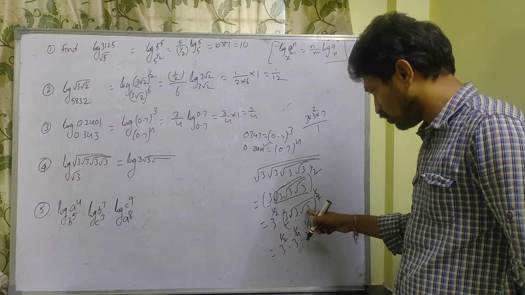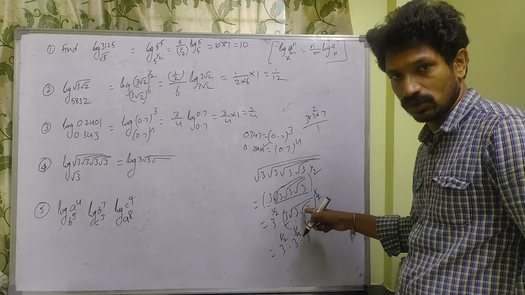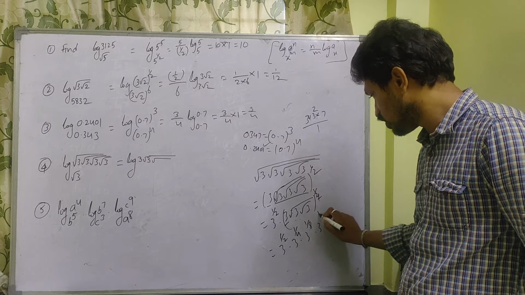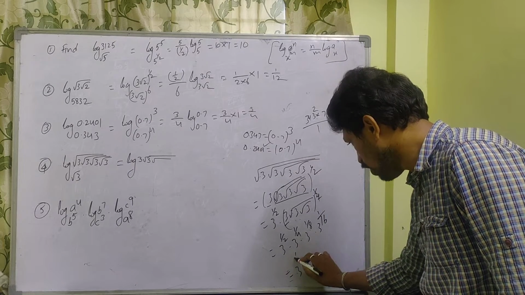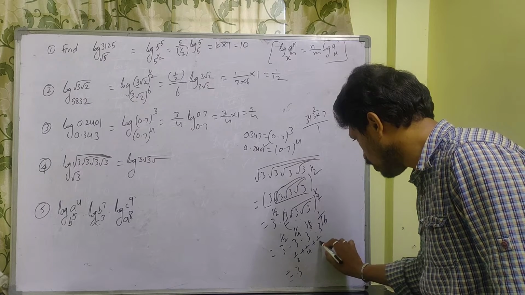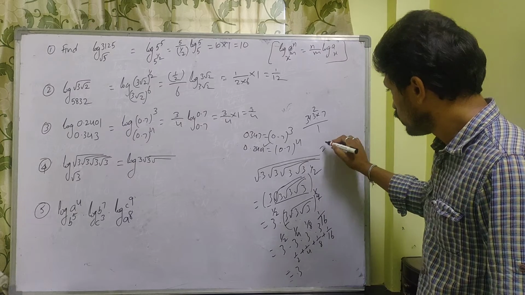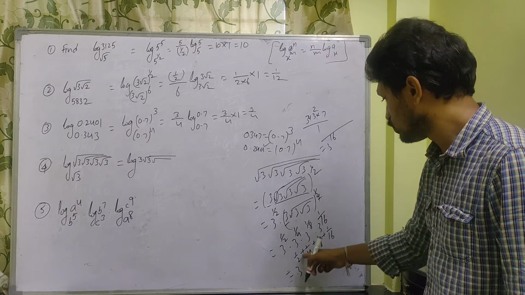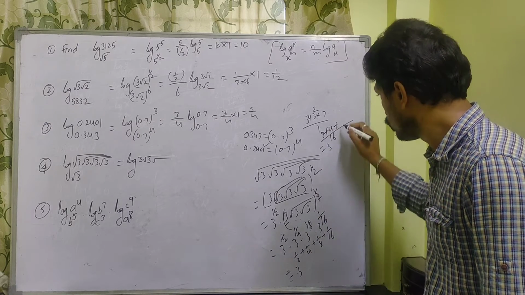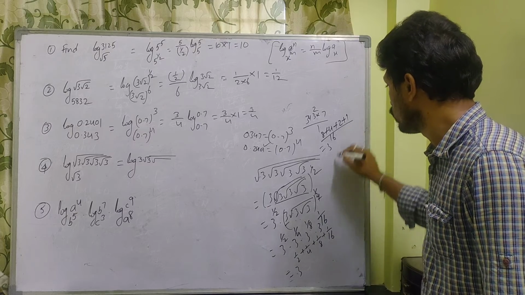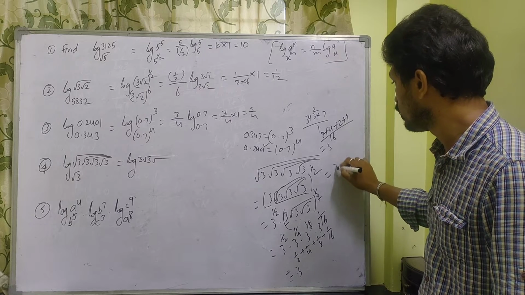Same for this root 3 you have one more 1 by 8. For that 1 by 8 you get one more 2, that is 1 by 16. So if you expand it, what you have is 3 power 1 by 2 plus 1 by 4 plus 1 by 8 plus 1 by 16. Simplify this one, 16 is the LCM. So for this one 8, for this one 4, for this one 2, for this one 1. So this is nothing but 8 plus 4 is 12, 12 plus 2 is 14, 14 plus 1 is 15, 3 power 15 by 16.